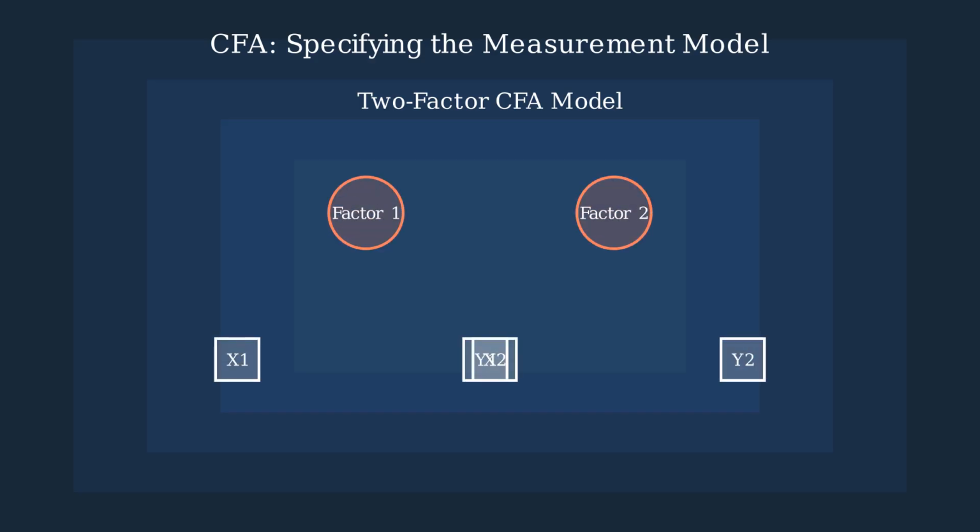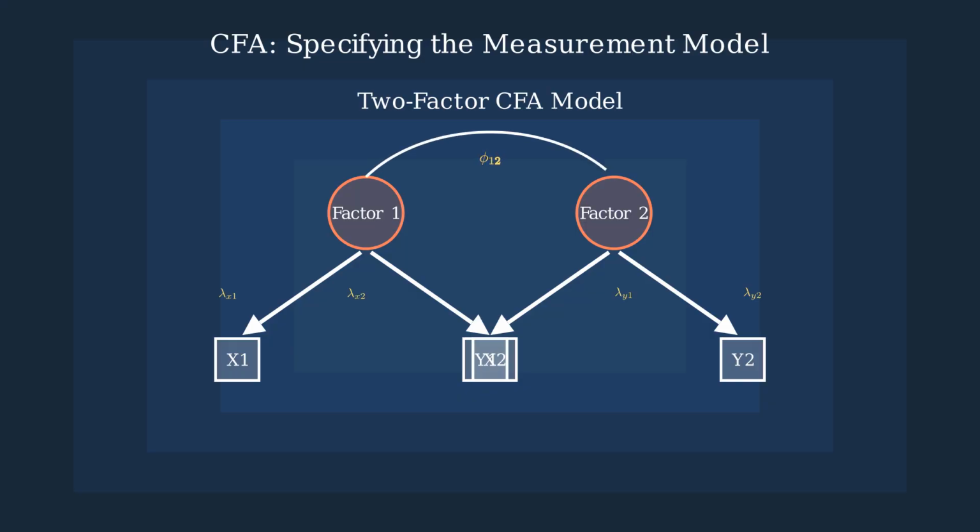Each factor influences its own set of indicators. The arrows represent factor loadings, showing how each indicator is influenced by its respective factor. Different patterns of loadings allow us to test specific measurement hypotheses. The curved double-headed arrow between factors represents their covariance. This allows us to model the relationship between the latent constructs.